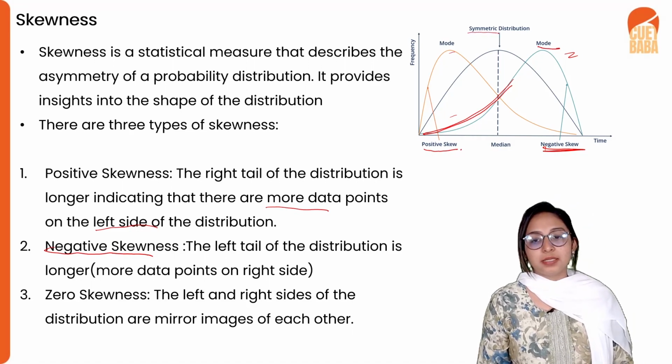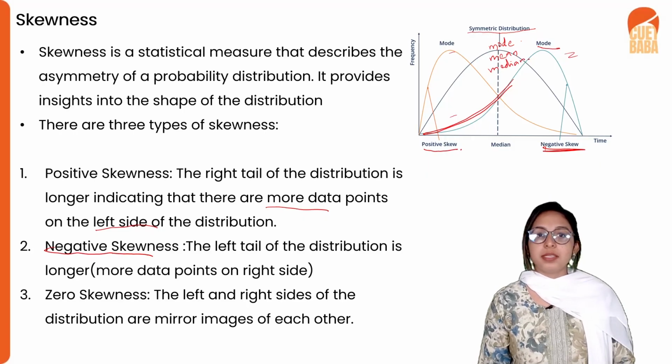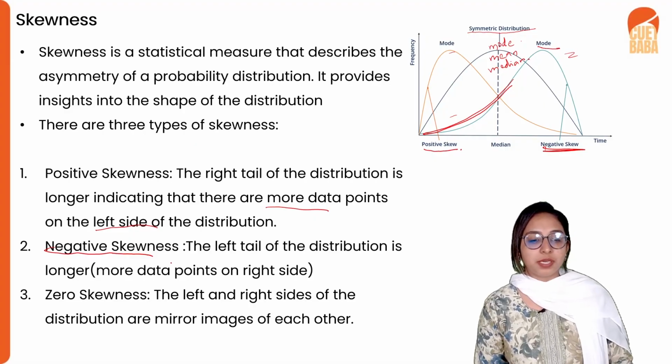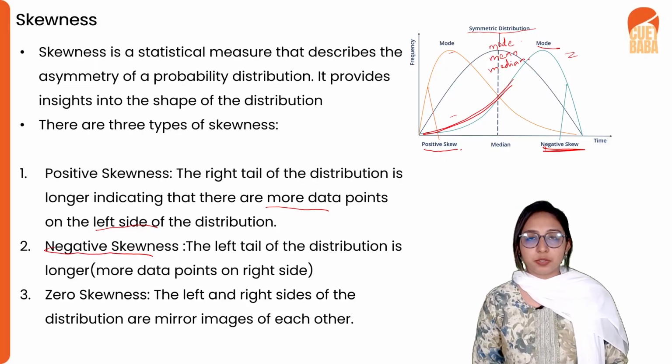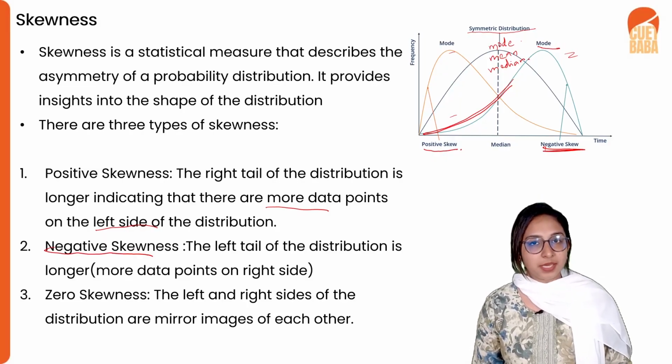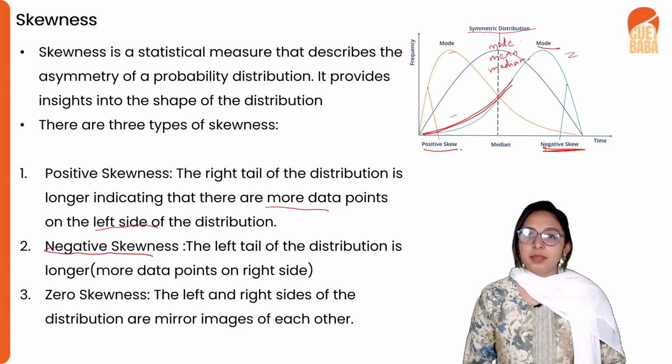And here we can see the symmetric distribution, which will have the mode, mean, and median at the same point. That is called a symmetric distribution. We have seen positive skewness, negative skewness, and zero skewness. Zero skewness is nothing but a symmetric distribution. It will be a mirror image. The left side and right side of the zero skewed graph will be a mirror image.